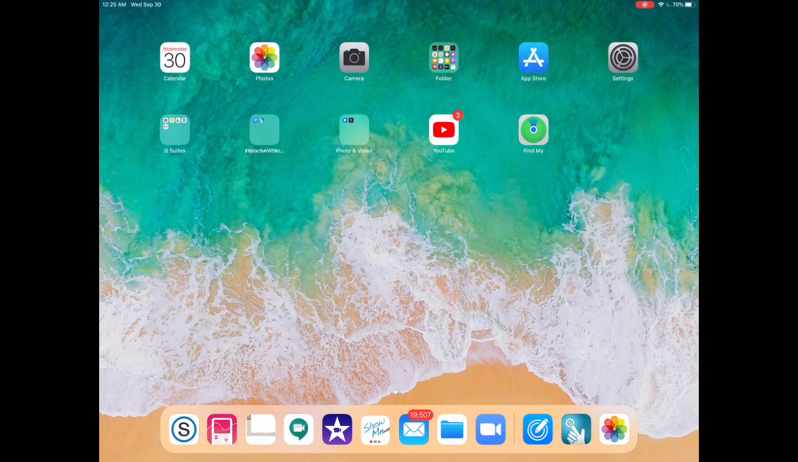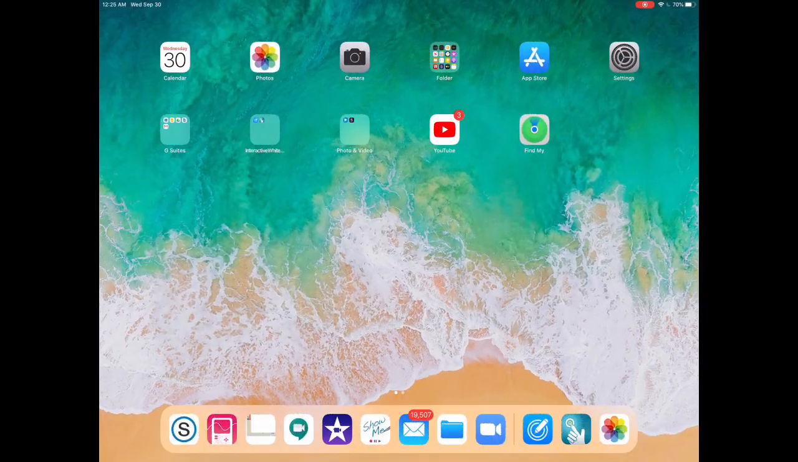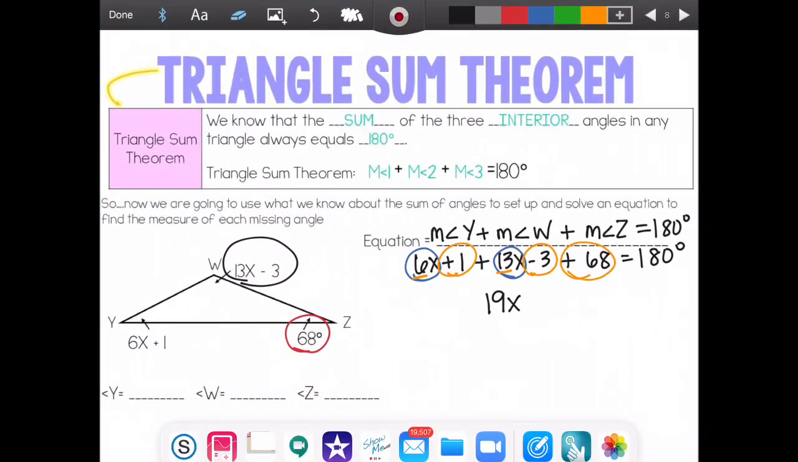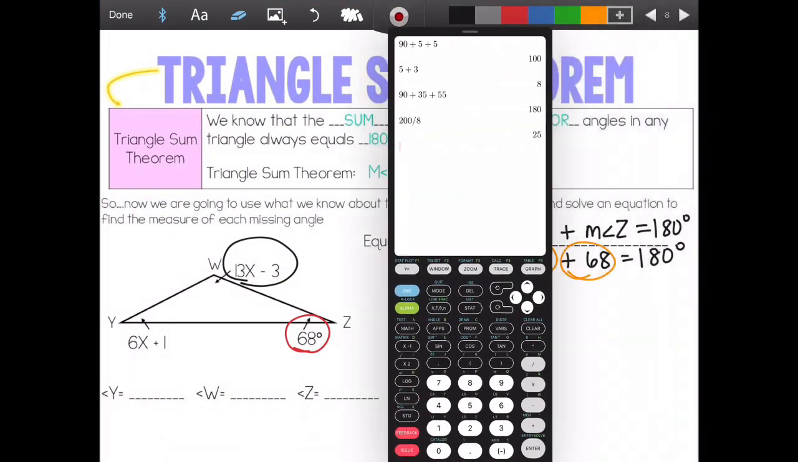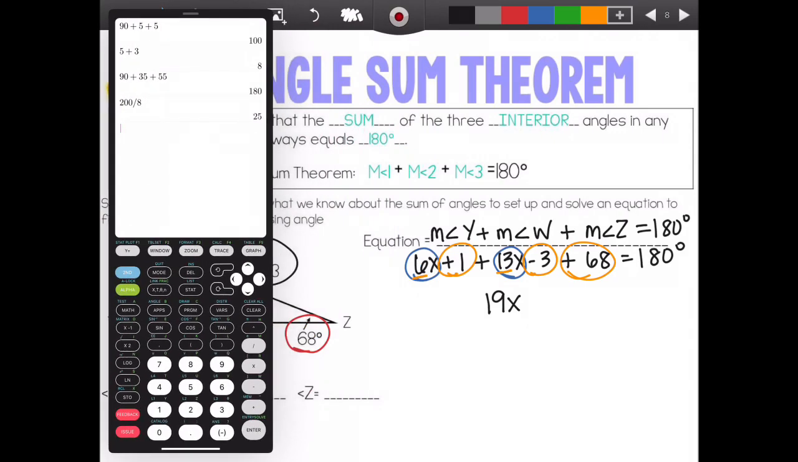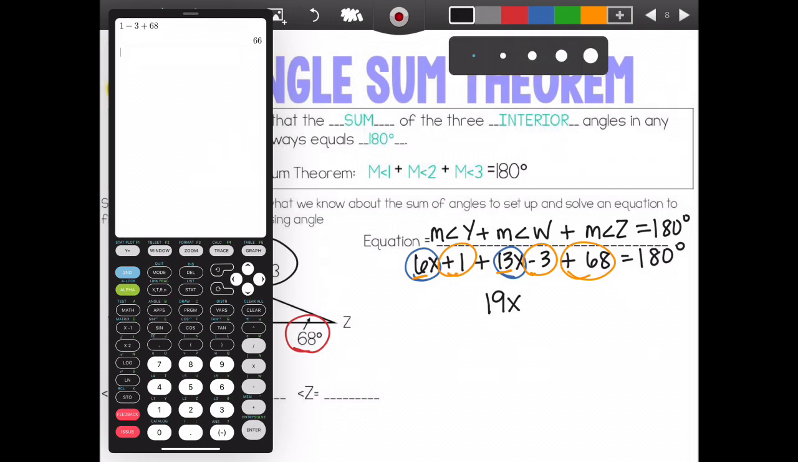So again, get your calculator out. 1, and again this minus 3, so minus 3 plus 68, and I get 66. And it's a positive 66, guys. So 19x plus 66 equals 180 degrees.